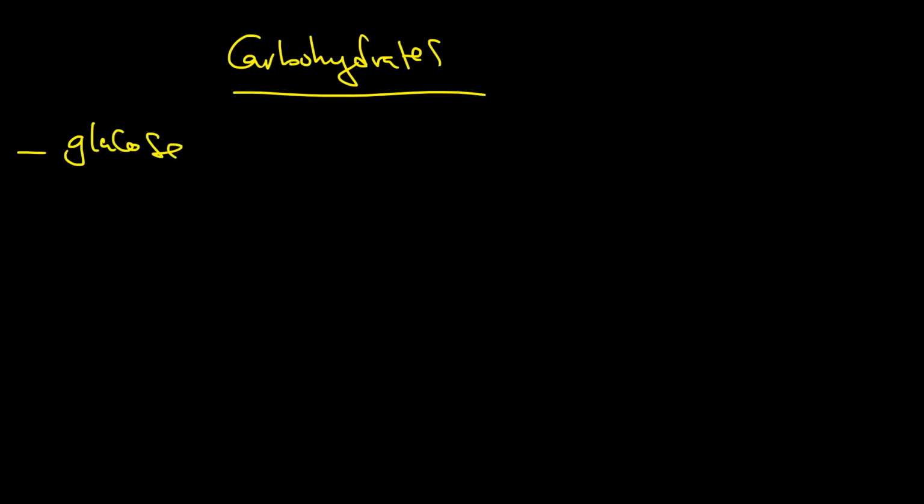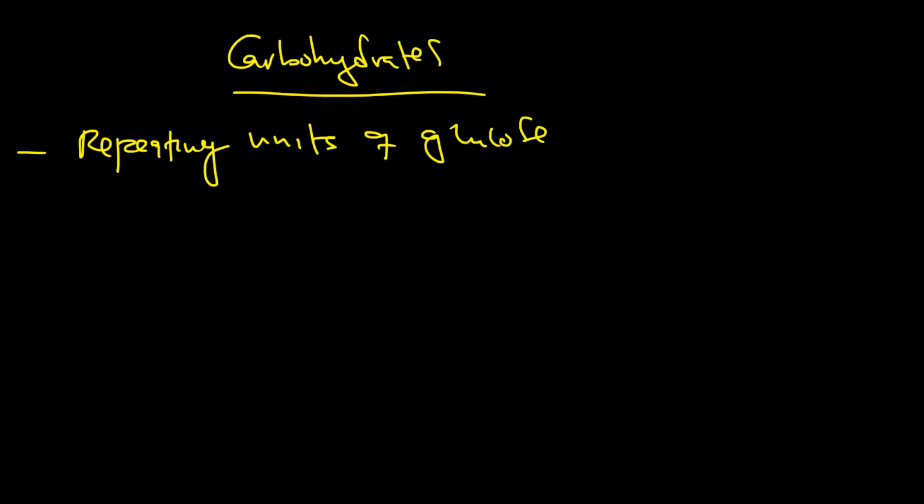We can end by looking at carbohydrates. What about carbohydrates? So carbohydrates, what are the polymers for this? What are the monomers for this? What are the monomers for carbohydrates? So carbohydrate is made up of glucose. Okay? Let me say repeating units of glucose. Repeating units of glucose.